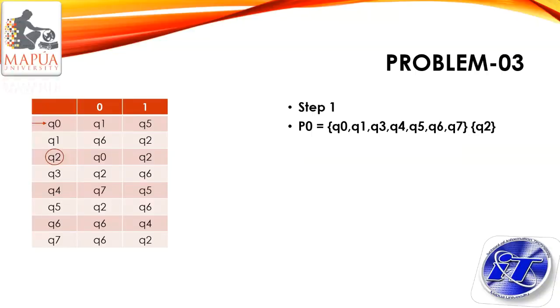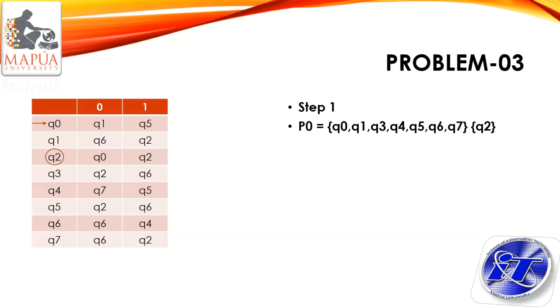So in problem number 3, we have this table. We don't need to remove the unreachable states and the dead states, since we start with the transition table. In the transition table, Q0 is the initial state, while Q2 is the final state. Now let's move on. Let's skip step 1 and step 2 and proceed with step 3 for the theorem.